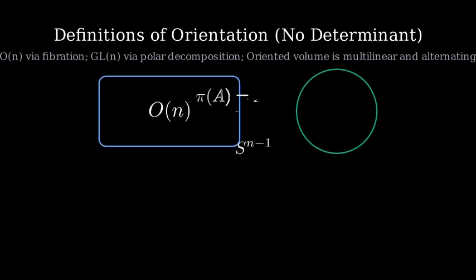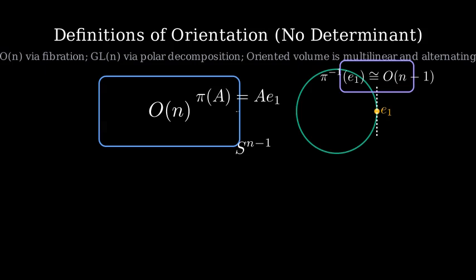First, the fibration. Define a map pi from O(n) to the sphere S^(n-1) by sending a matrix A to its first column, which equals A times e1. The fiber over a unit vector v is all orthogonal matrices whose first column is v. Over the base point e1, the fiber is precisely the block matrices with 1 in the top left and a matrix B in O(n-1) in the lower right. This shows the map is a fiber bundle with fiber O(n-1).